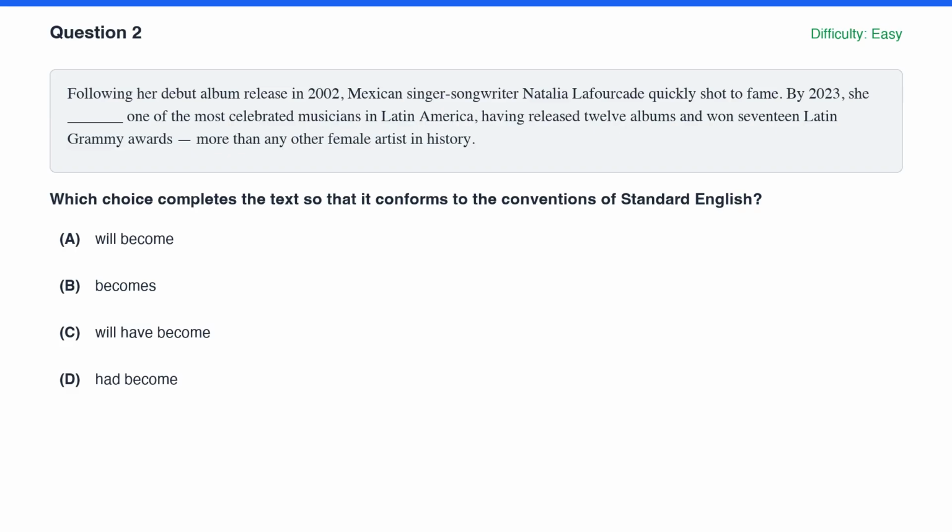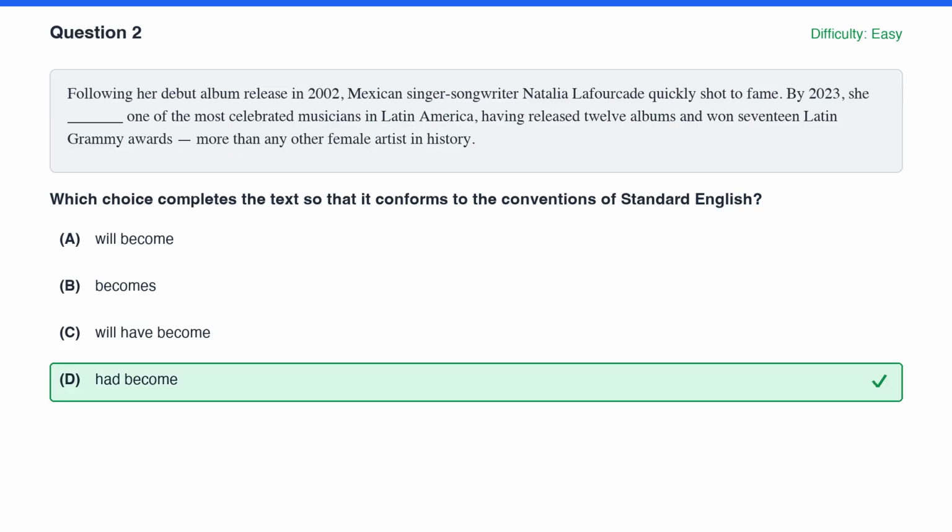C says will have become, future perfect. Same problem as A. This isn't about the future. D says had become, past perfect and action completed by a past deadline. By 2023, she had become perfect. The answer is D, had become. Remember, by plus a past date almost always signals past perfect. The action was completed before that deadline. Those were warm-ups. Now let's see where it gets tricky.